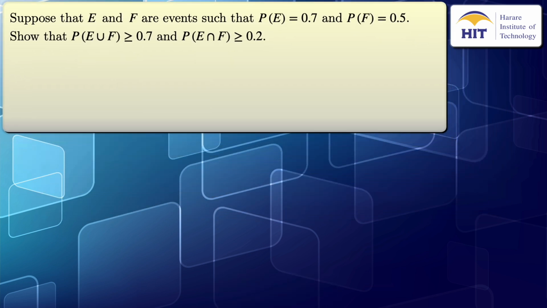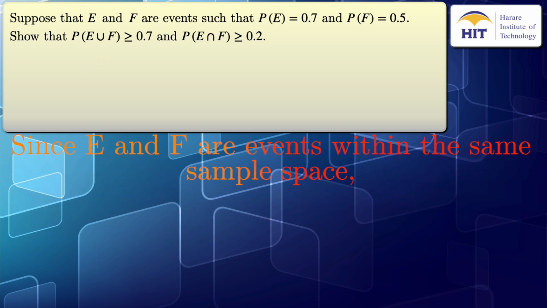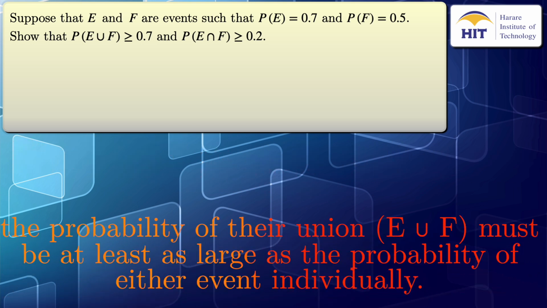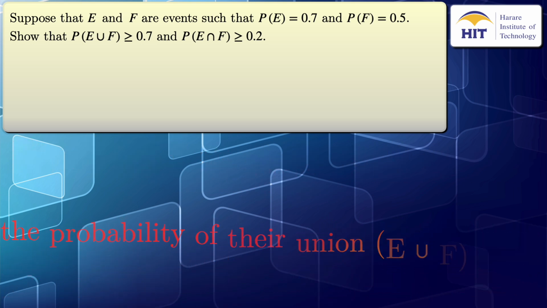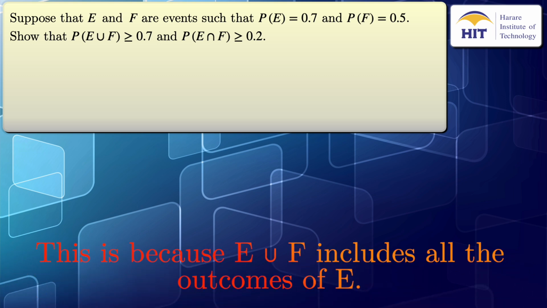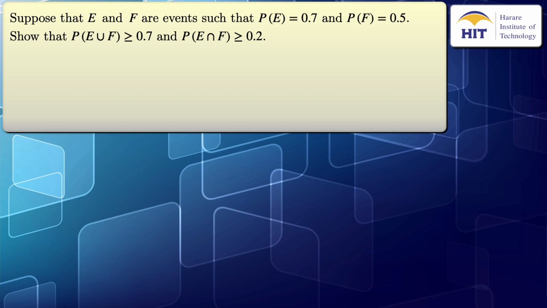So to answer the first one, showing this part here, since E and F are events within the same sample space, the probability of their union must be at least as large as the probability of either event individually. And this is because E union F includes all the outcomes of E. So what we would have there is the probability of E union F is greater than the probability of E. But the probability of E is 0.7. So we would have the probability of E union F is greater than 0.7.